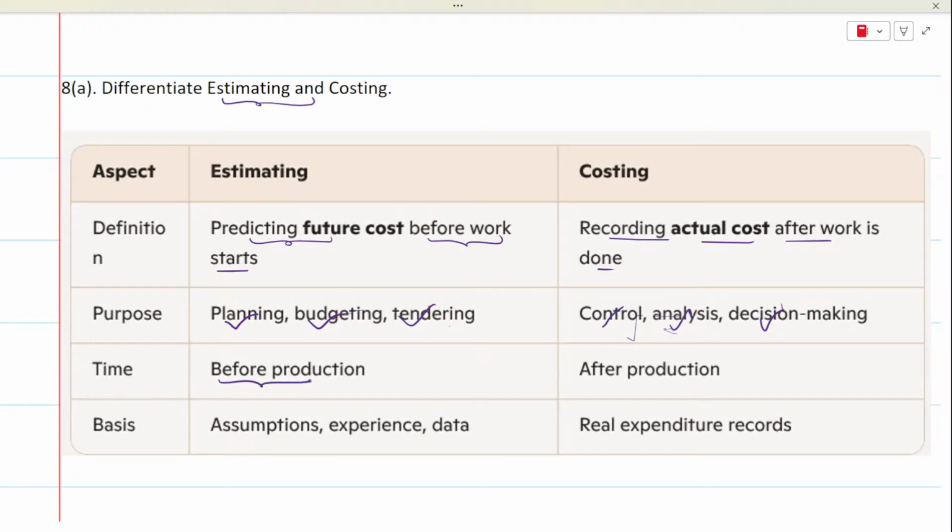Estimation is done before the production and costing is done after the production. The basis for estimation is assumptions, experience, and the data which is available, or older data would be used as a reference and it could be incorporated into the new process. The basis for costing is real expenditure records.